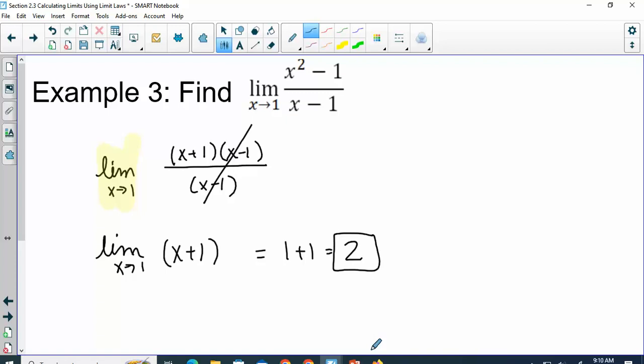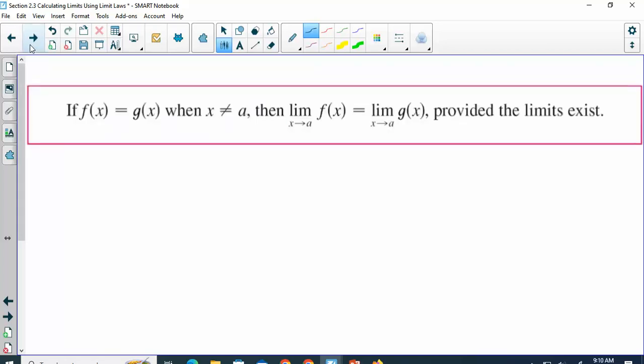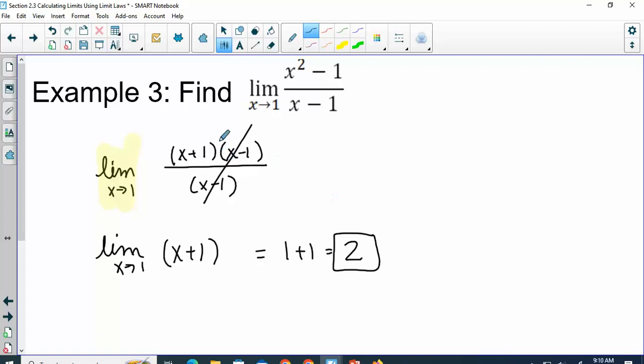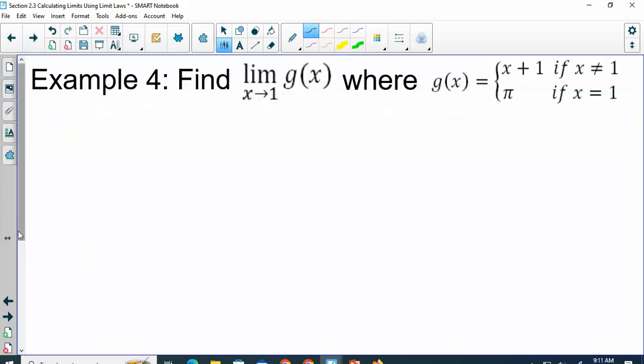So today our focus is really going to be what kind of algebra can I do to simplify this to get to the point where I can just plug in my number. And this is just telling you if two functions are equal except at a single point, their limits are the same. Now, if you graph x plus 1, it's slightly different than this. This is a line with an open circle in the middle, but limit-wise, they're the same because we don't care what happens at that particular point.